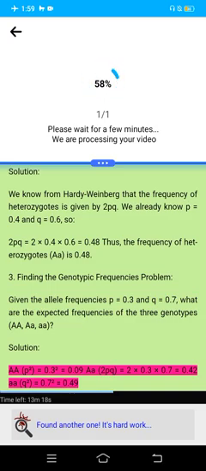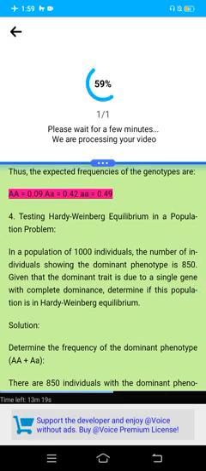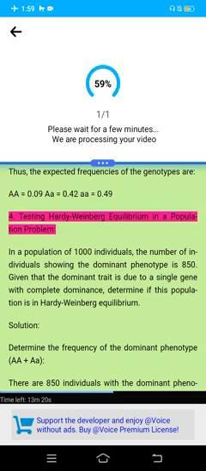p squared equals 0.3 squared equals 0.09. 2pq equals 2 times 0.3 times 0.7 equals 0.42. q squared equals 0.7 squared equals 0.49. Thus, the expected frequencies of the genotypes are AA equals 0.09, Aa equals 0.42, aa equals 0.49. 4. Testing Hardy-Weinberg equilibrium in a population.